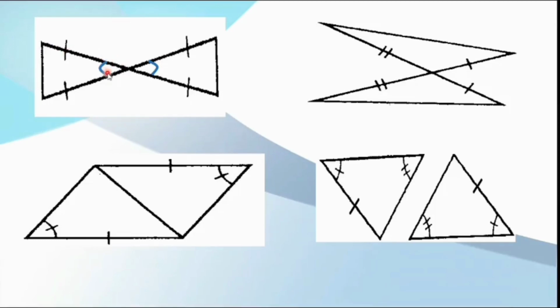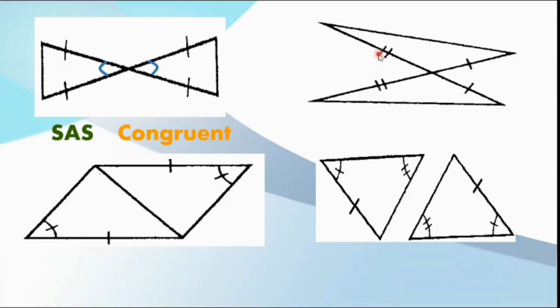Side, angle, side. On the second triangle, we have side, angle, side, or SAS. So therefore, we can say that the two triangles are congruent based on the SAS congruence postulate. Okay, let's proceed to the next one, number 6.